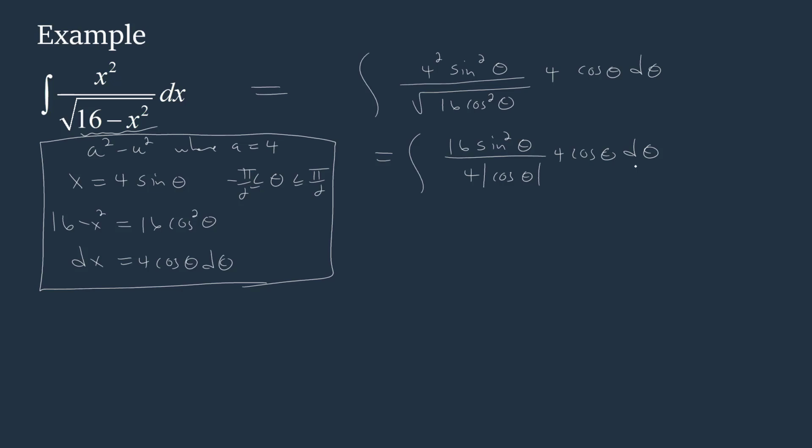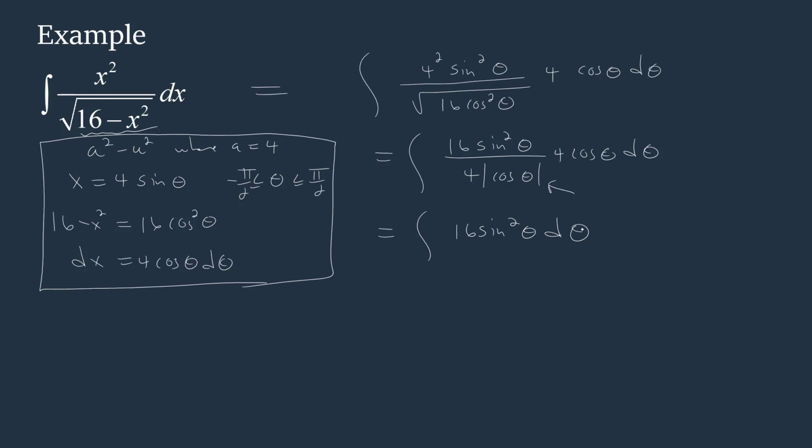Cosine is already positive, which means that this is actually already positive. So I don't need the absolute value. That means the cosines will cancel, giving me 16 sine squared of theta d theta. And that's using trig substitution. All I did was use some kind of trig substitution in order to remove the difference of squares.